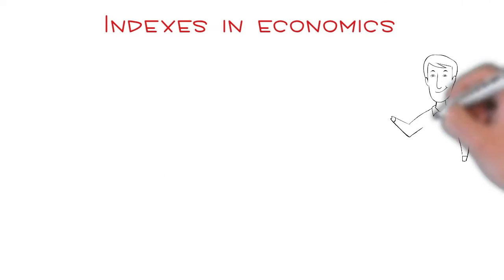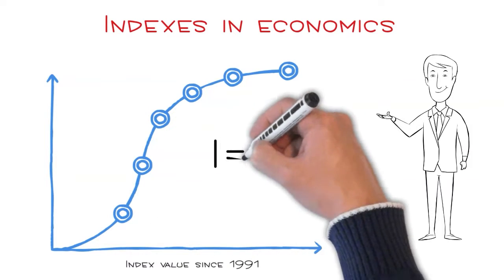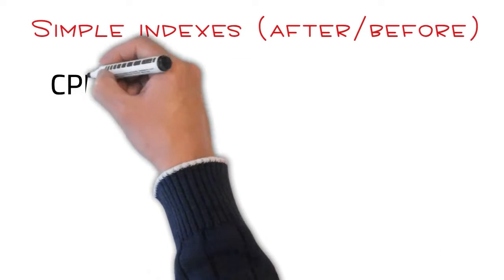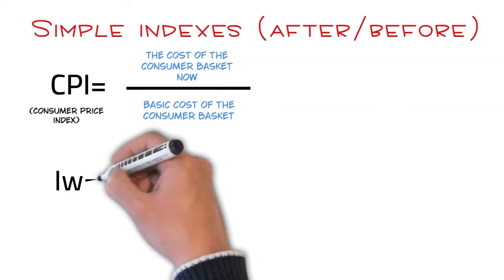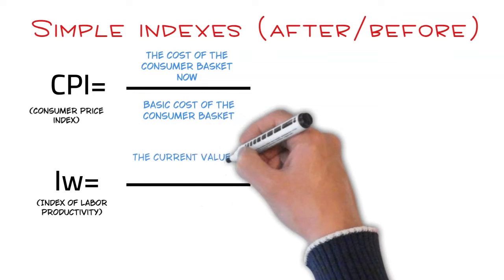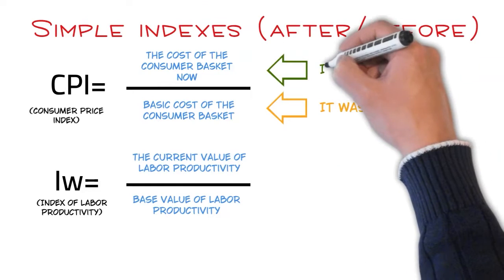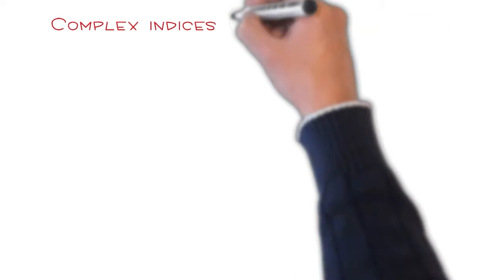When economists talk about index, they usually mean a numerical value that is obtained as a result of calculating a certain formula. Let's start with the simplest, consumer price index and labor productivity index. We select the base value as the reference point. Divide the current value by the base value. The result obtained allows us to compare was and became. Much like finding a percentage.